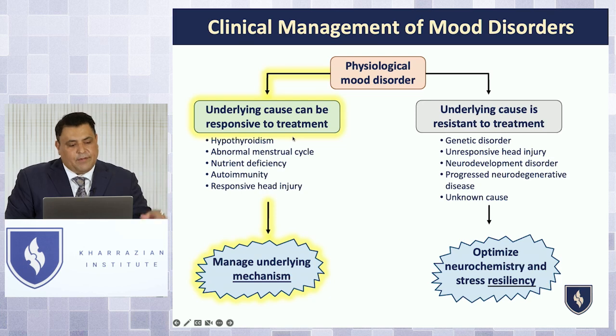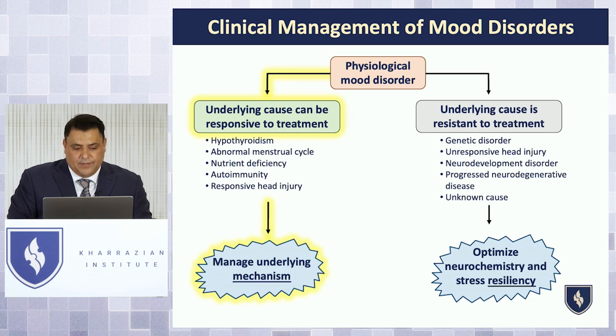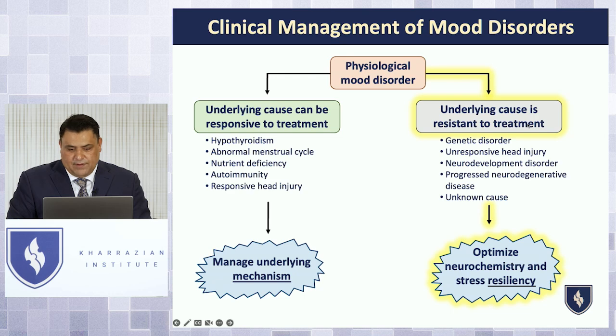So you find out they have hypothyroidism. That's very easy to get managed and treated. They have abnormal menstrual cycles. They have nutrient deficiency. They have autoimmunity. They have a head injury, and they actually do respond to some things when they go through various treatments or applications in their life. So those are all ideal. These are responsive to treatment. Then you can have those that have genetic disorders or atrophy of their brain, and they may not respond ideally. They're resistant to treatment. That's another key issue you have to identify right away.